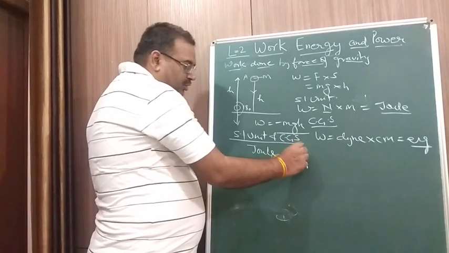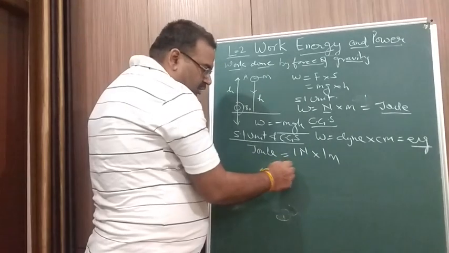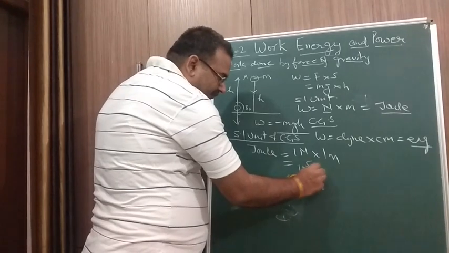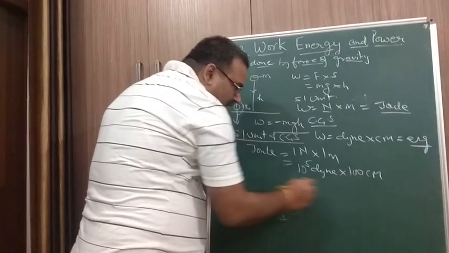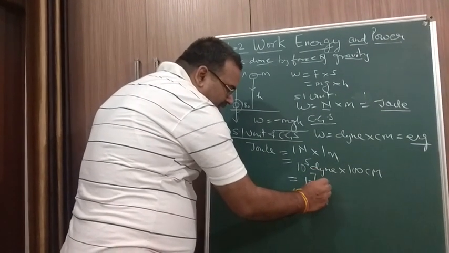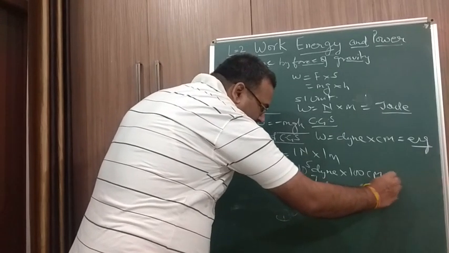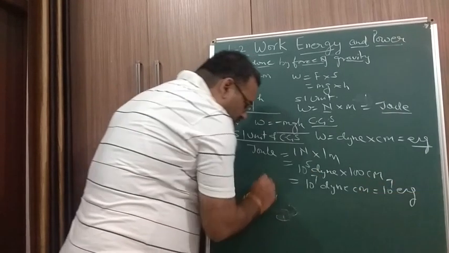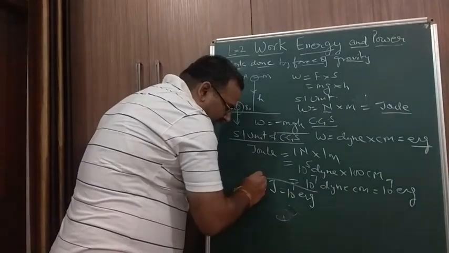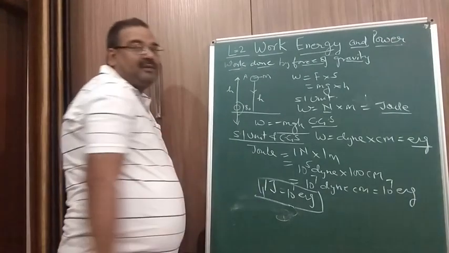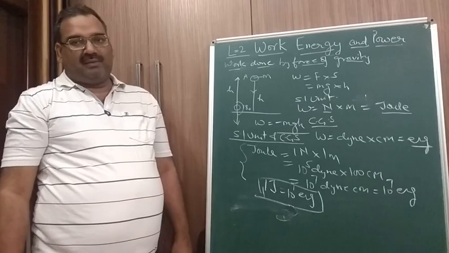This is equal to 1 Newton into meter. 1 Newton is equal to 10 raised to power 5 dyne into 100 centimeter. This is equal to 10 raised to power 7 dyne centimeter, equal to 10 raised to power 7 erg. So 1 joule is equal to 10 raised to power 7 erg. Very important formula. You should know this derivation because it's often asked in the examination.